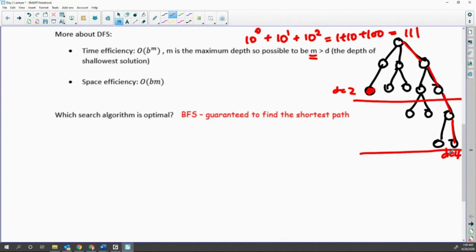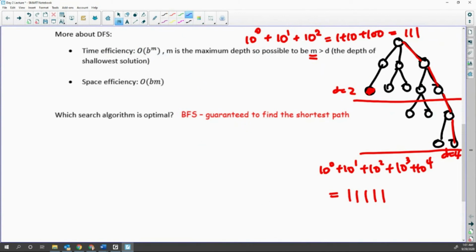How about when depth is 4? 10 to the zero, plus 10 to the first, plus 10 to the second, 10 to the third, and 10 to the fourth. In the worst case, that's 10,000, 1,000, 100, 10, and 1. How much bigger? Ooh, too much. That's time efficiency. Now space efficiency.